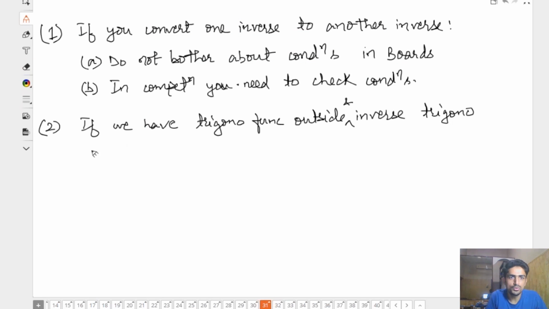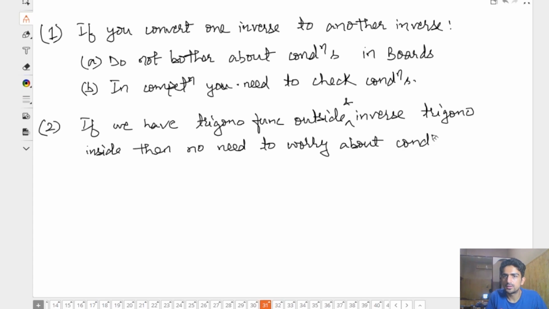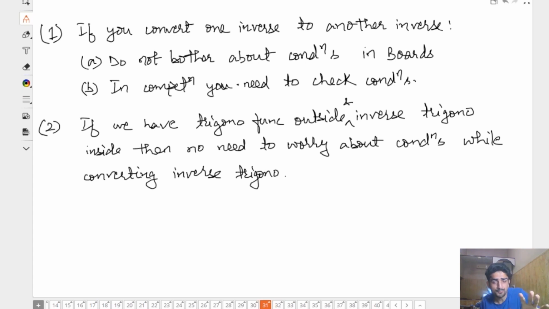And inverse trigono inside. Then no need to worry about conditions while converting inverse trigono. No issues at all. ये तो ना बेटा रट्टा मार लो, रट्टा.